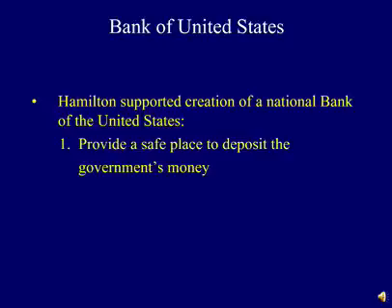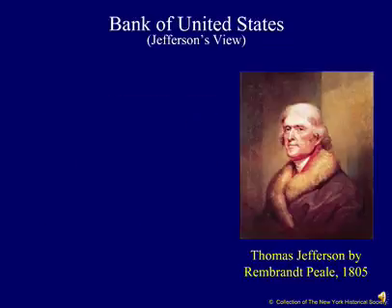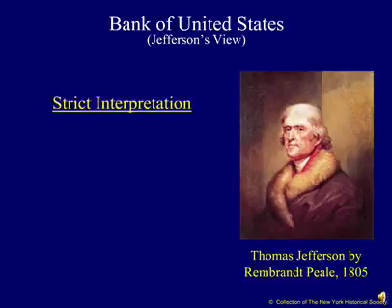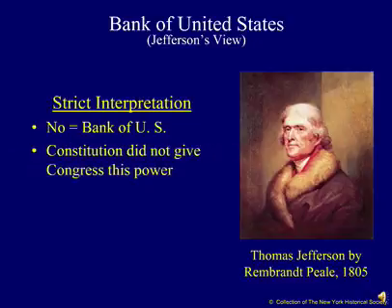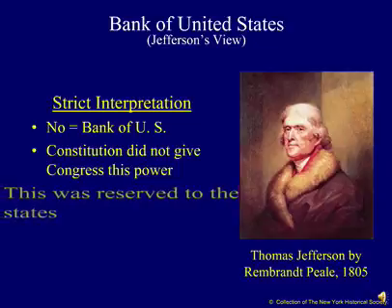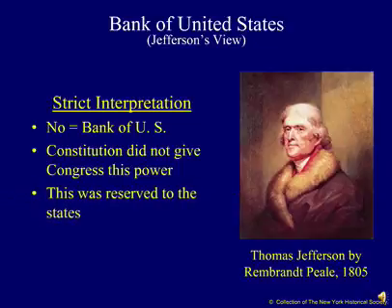Congress passed legislation creating the institution. However, there was one problem. Was the proposal allowed by the Constitution? Jefferson argued that no, the Constitution did not allow for the creation of a national bank because the Constitution did not specifically grant Congress the power to do so. This was a power strictly reserved to the states. In developing this line of thought, he espoused what came to be known as a strict interpretation of the Constitution.